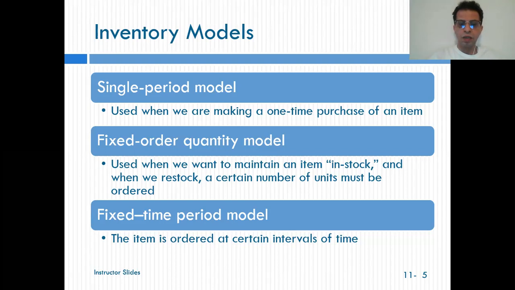And there is a fixed time period model, in which the item is ordered at certain intervals of time. Every 3 months, every 6 months, every 1 year, we make an order.